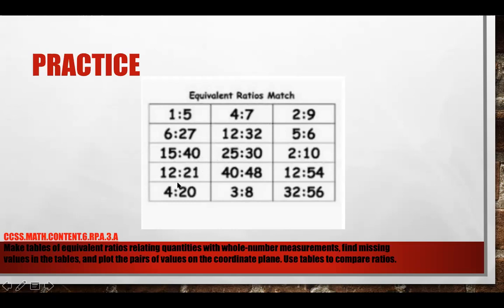Are there any others? I also see 5 to 6. I know a multiple of 5 is 25. So 5 times 5 gives me 25. Likewise, so does 6 times 5 get me 30. So you can take some time and practice with a few more and see if you see any more correlations. Remember, you're making a table to find the equivalent ratio.